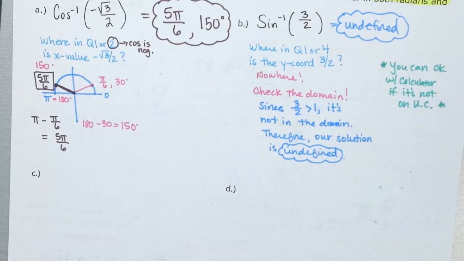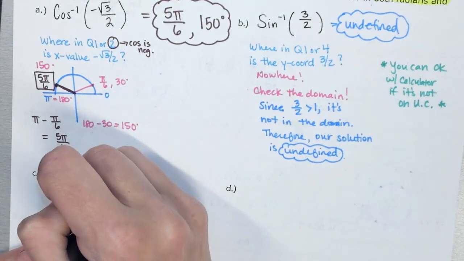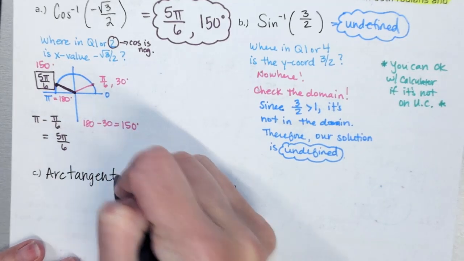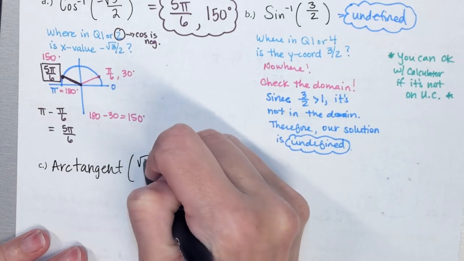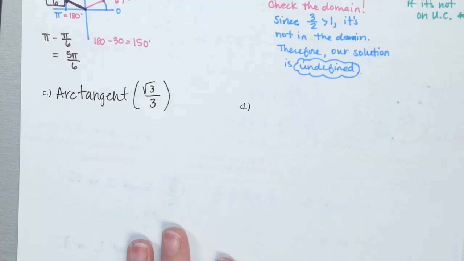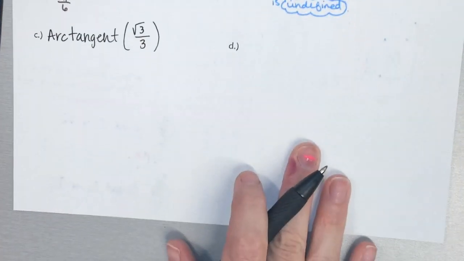All right, let's try one that's given as the arc value. So this says the arctangent of root 3 over 3. The arctangent of root 3 over 3.